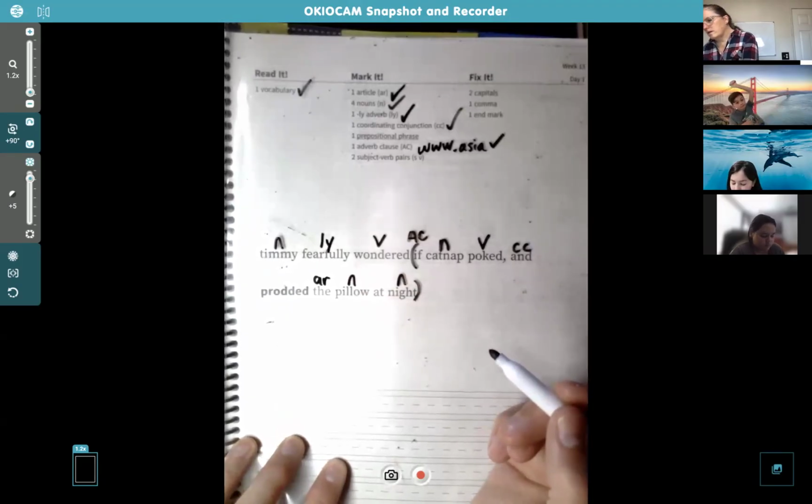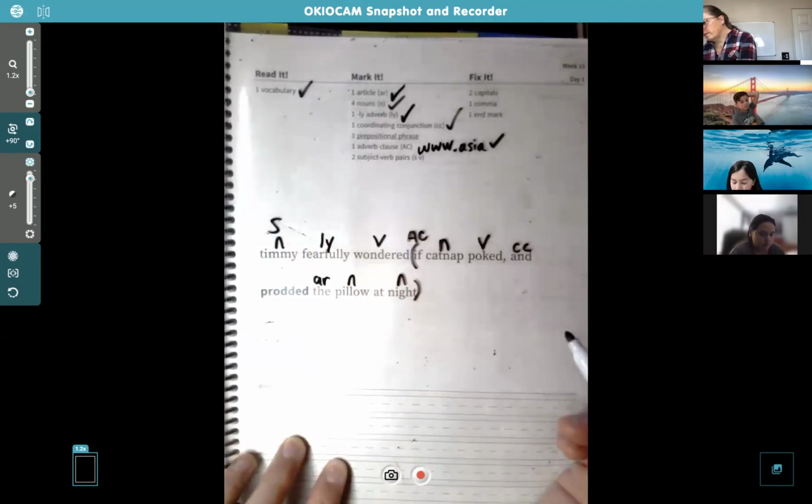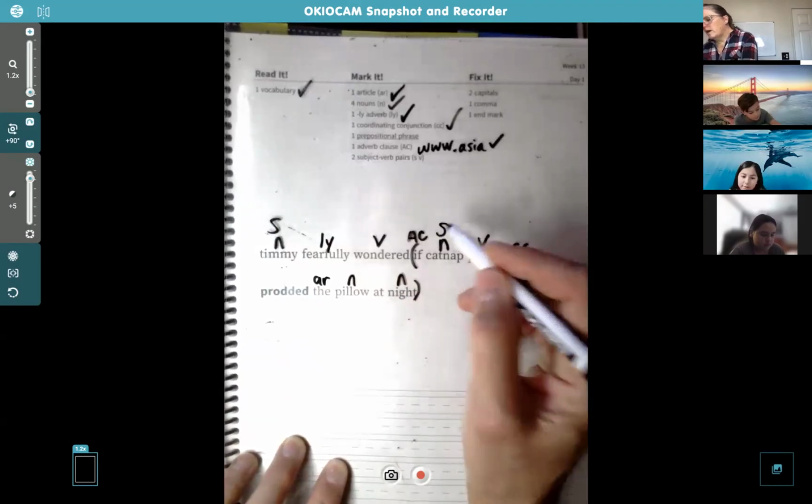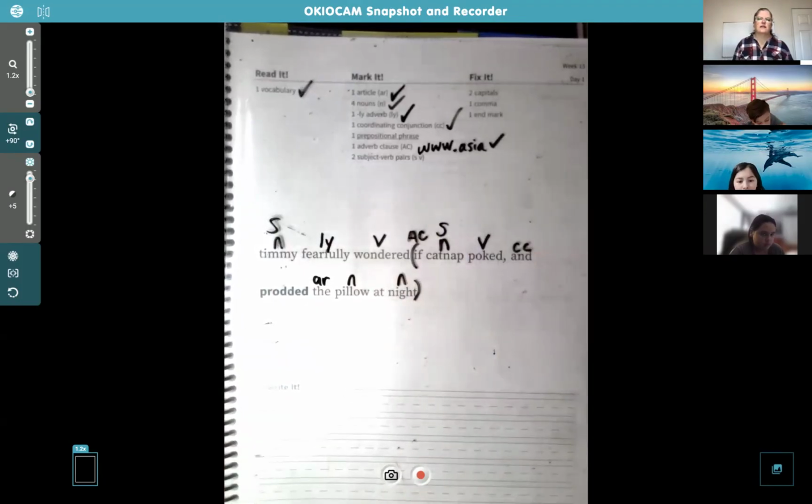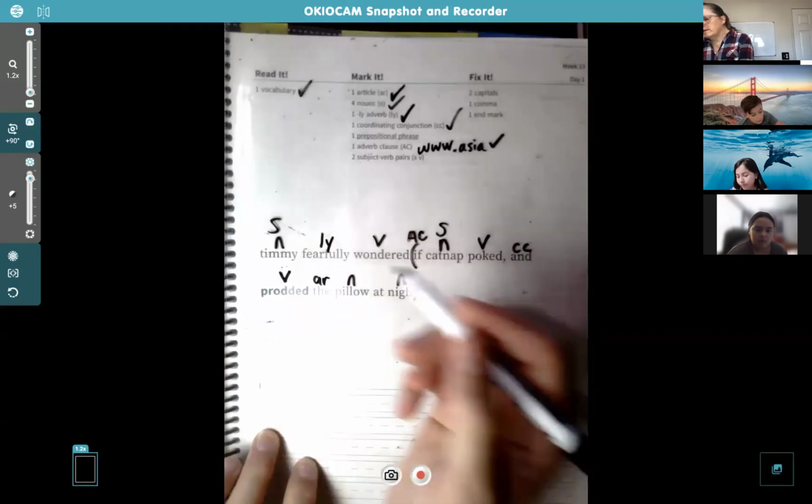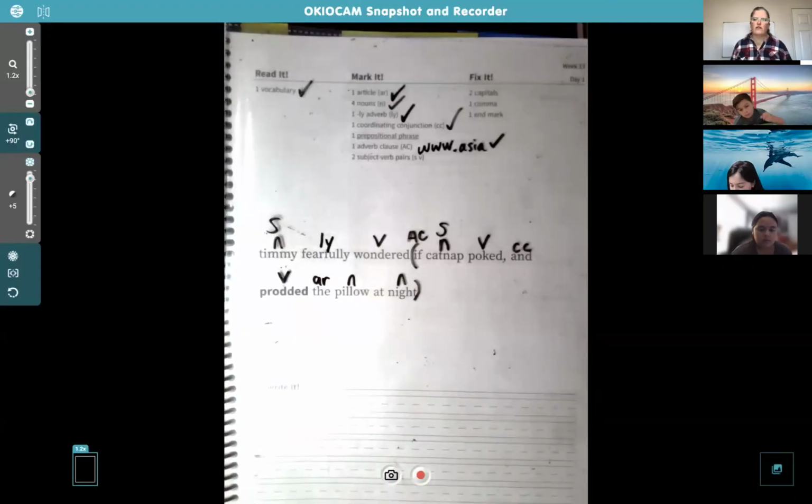Timmy for the subject, good. And then Catnap for the subject. And there's one more verb that the Catnap did. Prodded. There you go, prodded. Good. So is Catnap a boy or a girl? I don't know either. But anyway, the Catnap did two things, poked and prodded.